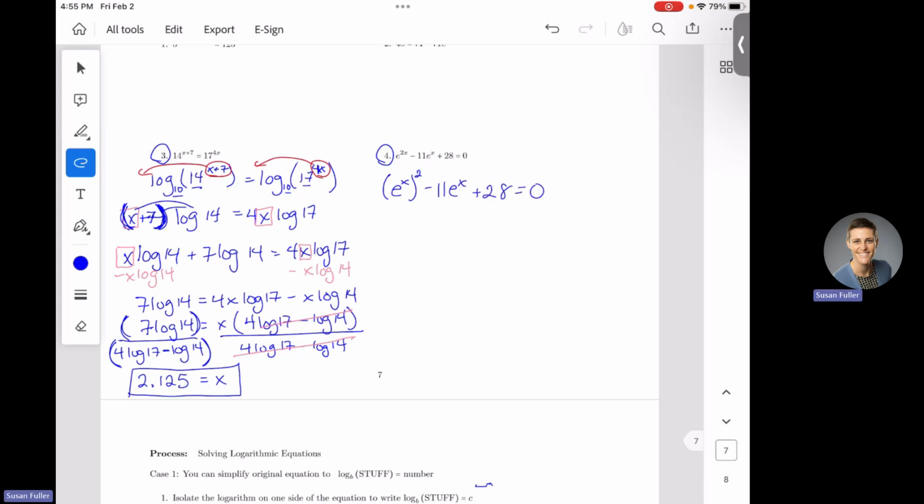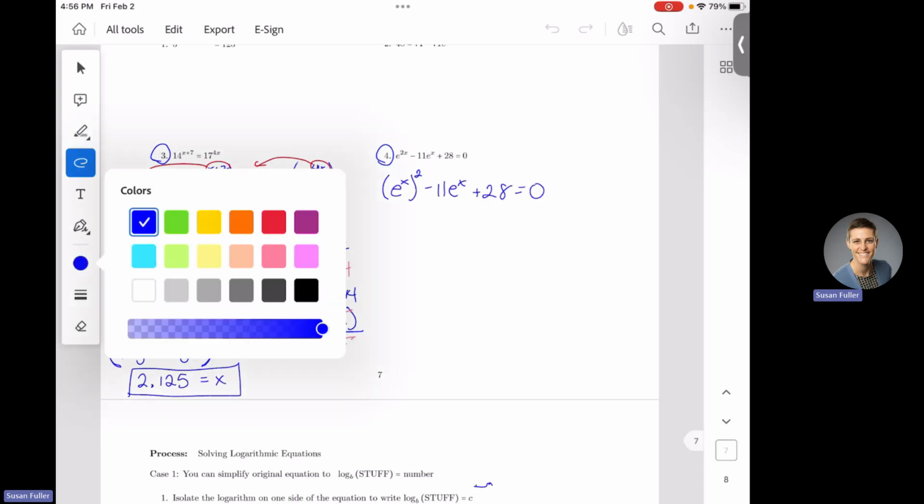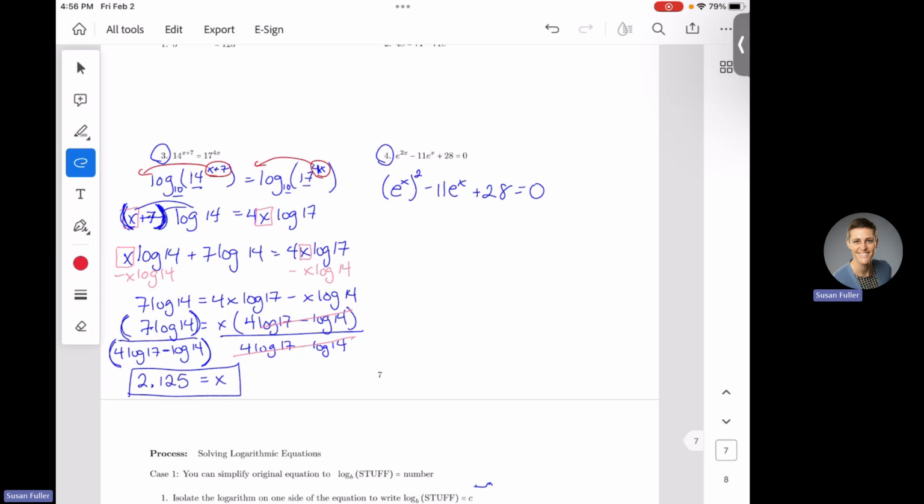And notice, when we write it like this, it looks an awful lot like a quadratic function, right? Like this looks a lot like x squared minus 11 times x plus 28 equals 0.